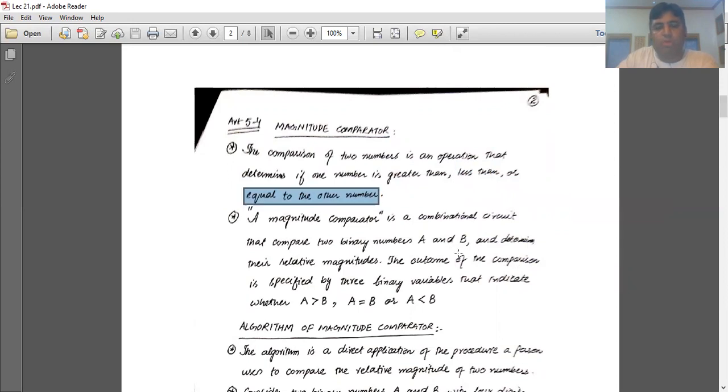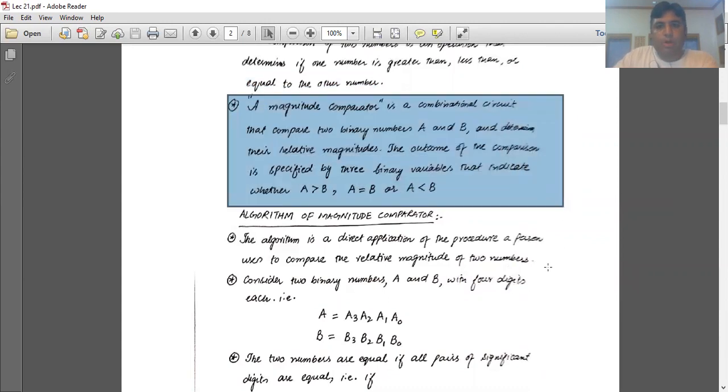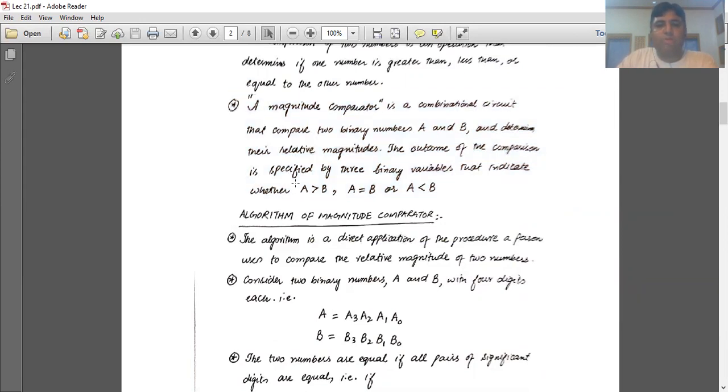This is what a magnitude comparator does. A magnitude comparator is a combinational circuit that compares two binary numbers A and B and determines their relative magnitudes. The output of the comparison is specified by three binary variables that indicate whether A is greater than B, A is equal to B, or A is less than B. So these three variables decide the relative comparison between the two numbers A and B.